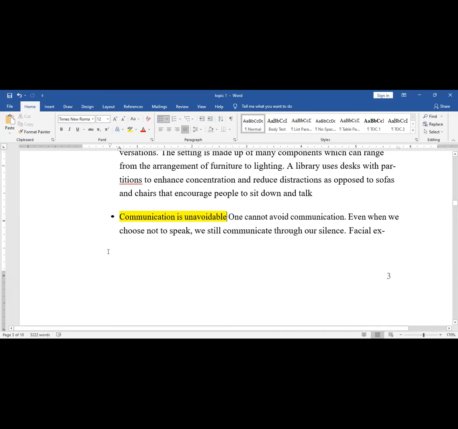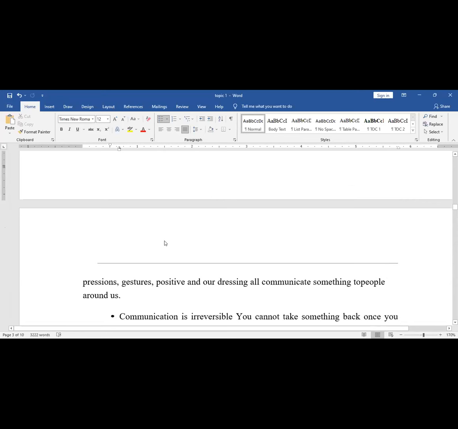Even when you say, I'm not going to show myself to people, by not showing yourself to people, it communicates a lot. So one cannot avoid communication, even when you choose not to speak. We still communicate through our silence. We still communicate through our facial expression. We still communicate through our gestures. Even the way we dress, we communicate.